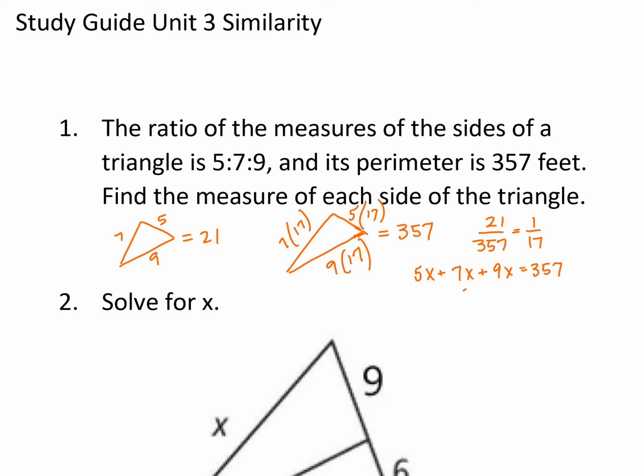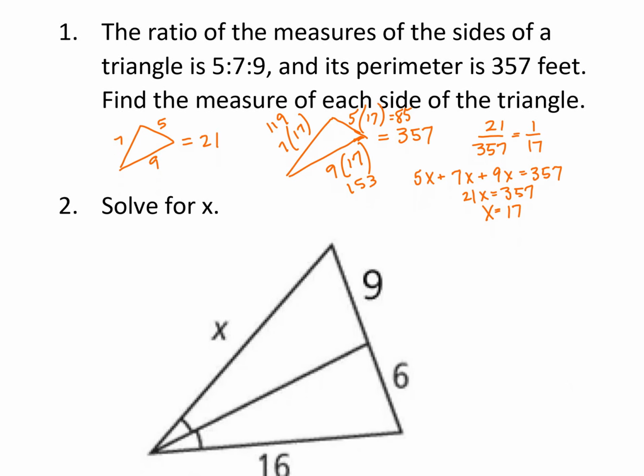Another way to work this would be to say that 5 times a number plus 7 times a number plus 9 times a number should equal 357. So 21x equals 357, and x would then equal 17. You plug that back in to get your 3 side measures: 9 times 17 is 153, 7 times 17 is 119, and 5 times 17 is 85. The 3 of them added together total the perimeter of 357. So those are 2 ways you could work that.